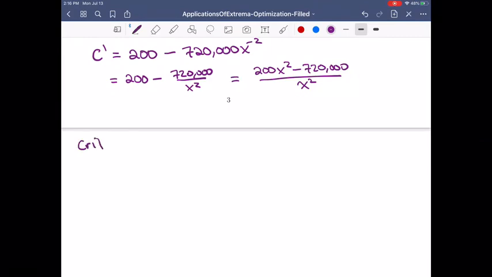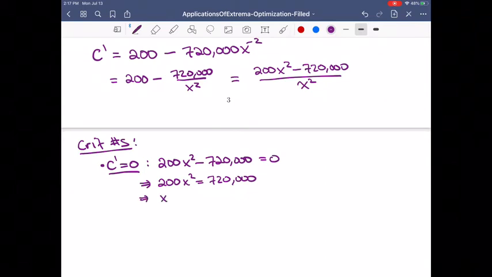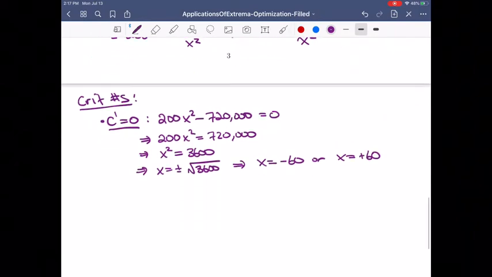So find critical numbers. I want to set C prime equal to 0, so that's when the top is 0. You could factor and pull out 200, or just solve for x squared. So 200x squared is equal to 72,000. If I divide both sides by 200, I get x squared is 3,600. Taking the square root of both sides, x is plus or minus the square root of this, which means x is minus 60 or x is plus 60. Again, minus 60 does not make sense. X is a length.